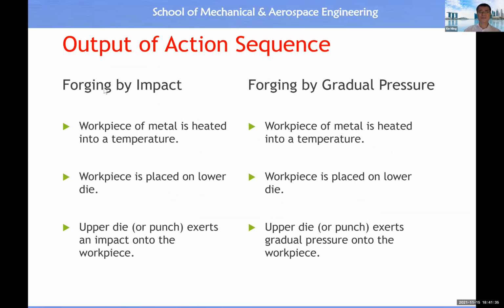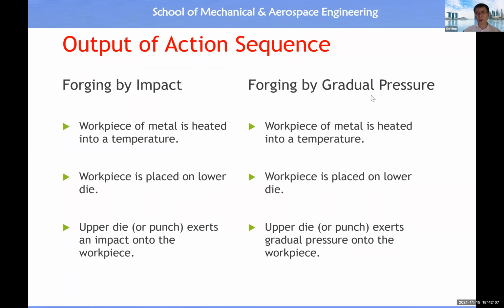If we use the impact to change the geometry of an input material, then you will see action number one is to heat up the workpiece to a specific temperature, and to place the workpiece onto the lower die, and then let the upper die exert an impact onto the workpiece. In this way we change the shape of the input workpiece.